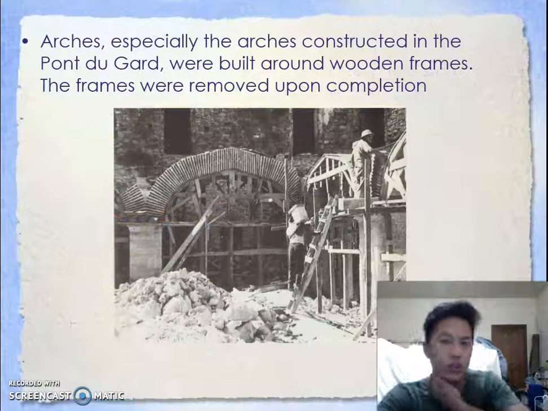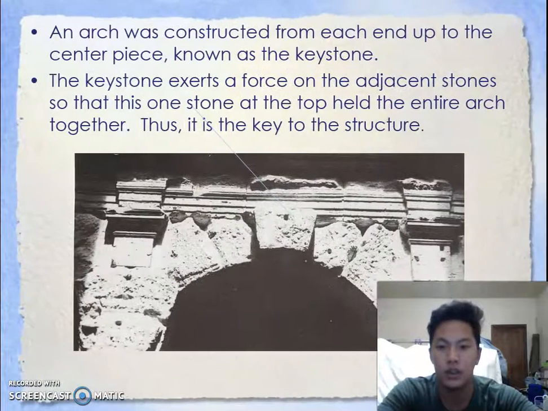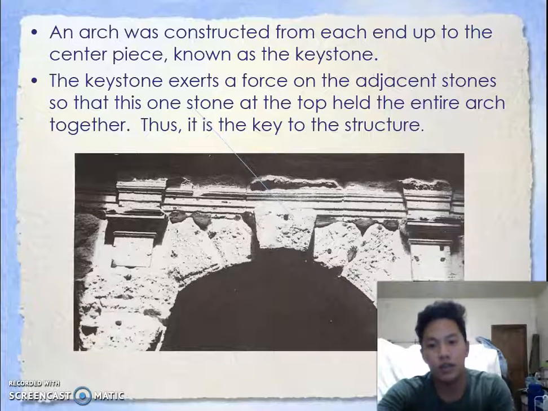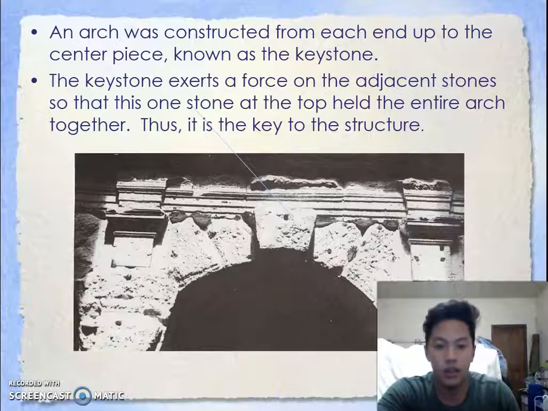The arches, especially those constructed in the Pont du Gard, were built around wooden frames. The frames were removed upon completion. An arch was constructed from each end up to the centerpiece, known as the keystone. The keystone exerts a force on the adjacent stones, so that the stones at the top hold the entire arch together. Thus, it is the key to the structure.